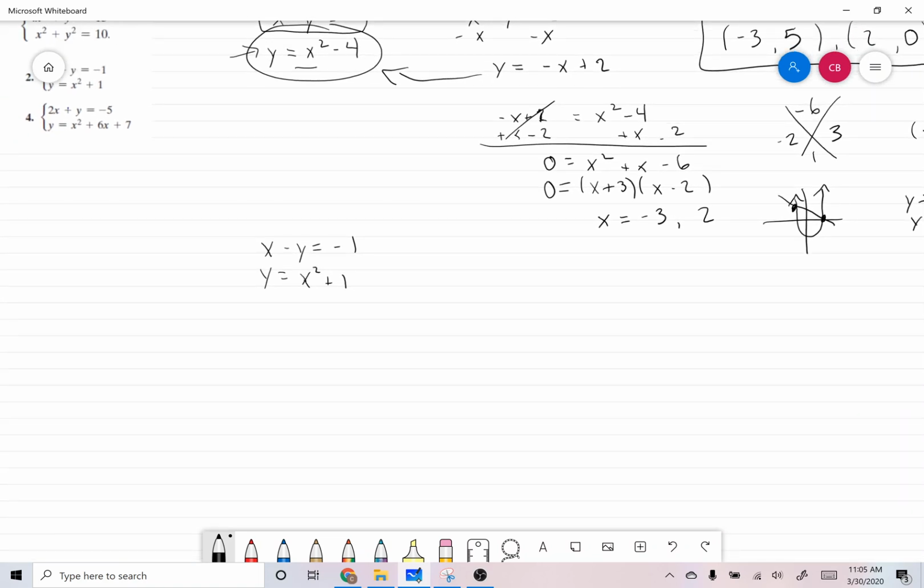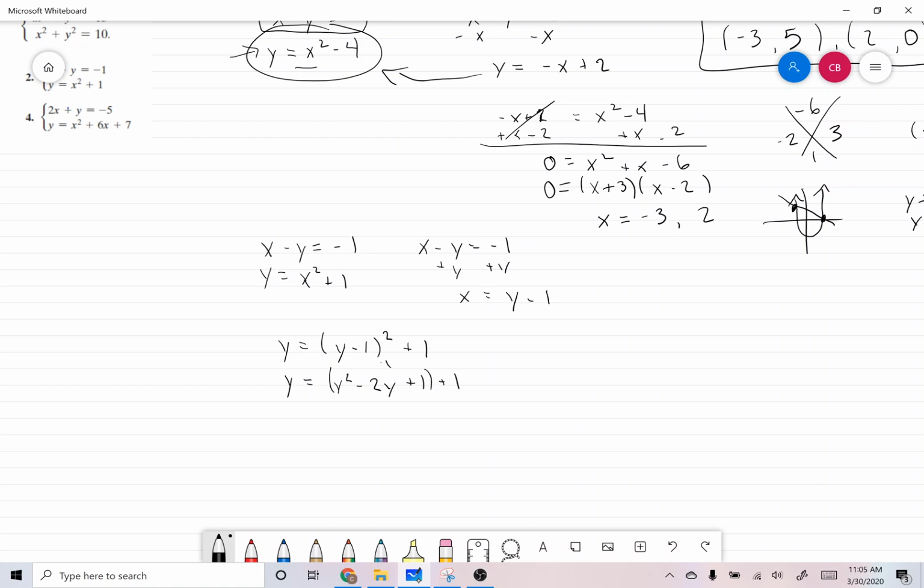Let's solve for x this time. We have x is equal to y minus 1. We just add one. I'll do the work for you real quick. So we have x minus y equals negative 1. We add y to both sides. We have x is equal to y minus 1. We're going to plug that into x. So now we have y is equal to y minus 1 squared plus 1. y is equal to y squared minus 2y plus 1 plus 1.